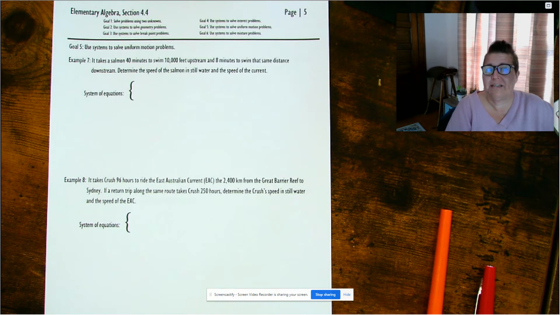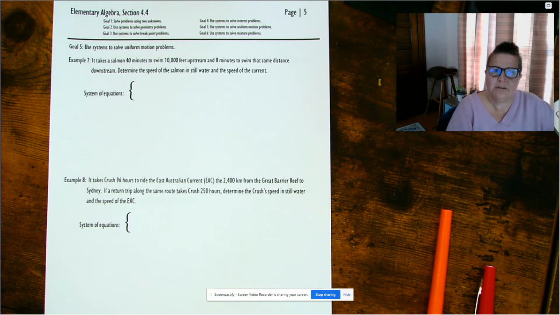Most of the problems in this section on uniform motion have to do with still water and currents. Now, as a bit of an overview, when your boat or ship or fish is moving in still water, that fish, that boat, whatever, has a speed. However, most of the time, waters have a current. When you go upstream, that current is working against you. It is slowing you down. When you go downstream, you are moving with the current, and the current is actually speeding you up.